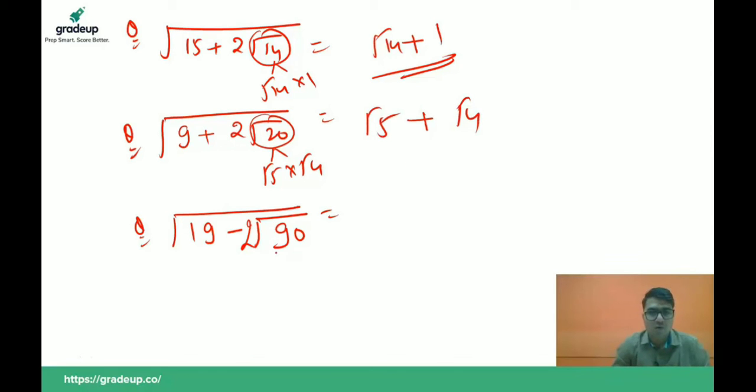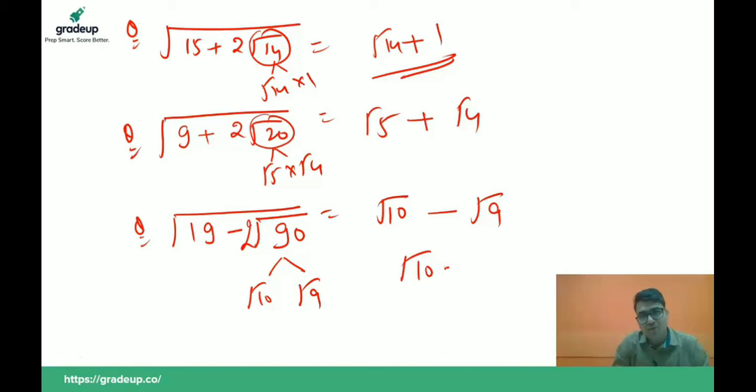Now, minus is here, then minus is for sure here. Now, I can split this root 10 into root 9. After squaring and adding, you will get 19. Alright. Now, your answer will be root 10, root 9. That is root 10 minus root 3. Or you can write this as root 5 plus 2.